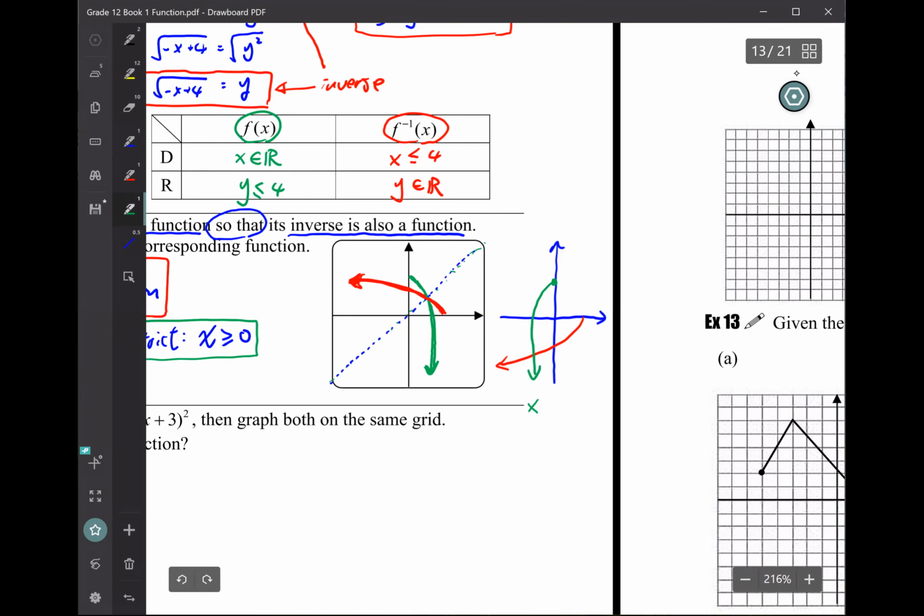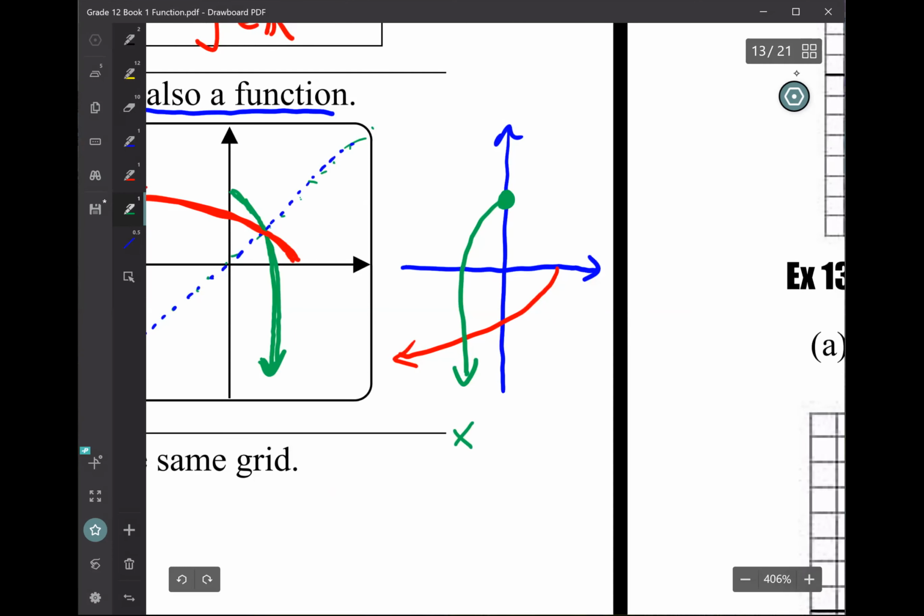The x value, what's the x value at this point? 0, right? And then it starts from 0 and goes to which side? Left. It goes to the left. So is it bigger or smaller than 0? Smaller. So you will say x is smaller than or equal to 0. Got it? Yeah. Okay, so that will be called the domain.